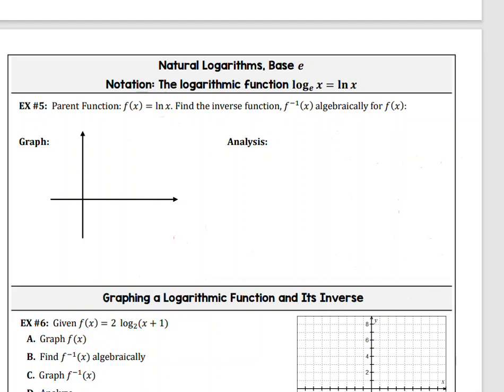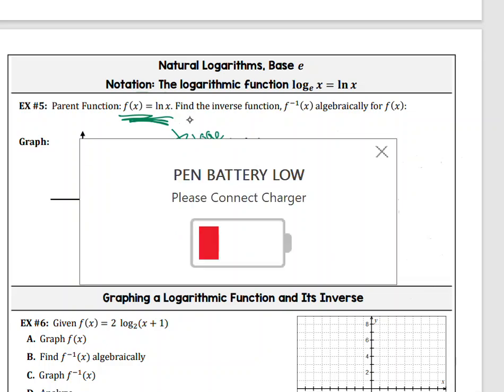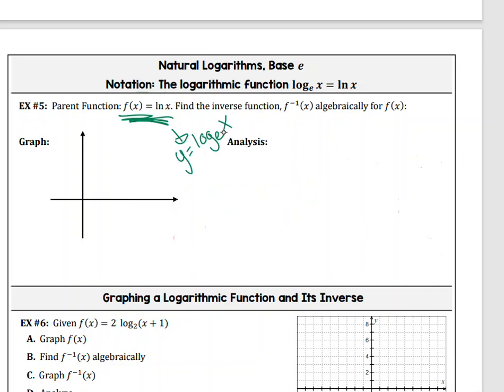In question number 5, it wants us to take a look at the parent function, which is f of x equals ln of x. And then we'll look at the inverse function. But f of x equals ln of x, if we want to think about it again, changing it to exponential form, log base e is the same as natural log of x. And if I switch it around, it's e to the y power equals x.